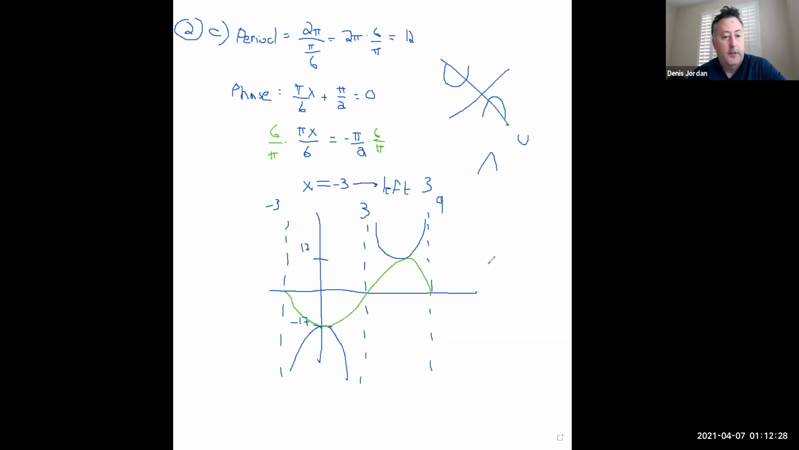You don't have to, but you can graph cosecant on its own, or you can graph the two functions together, whichever is the easiest for you.